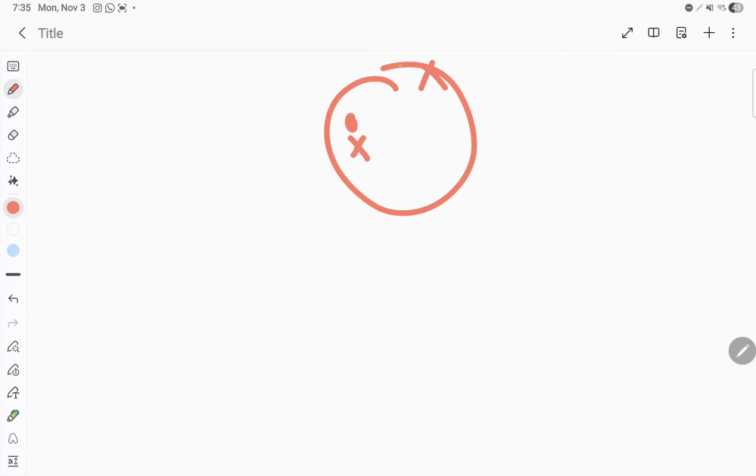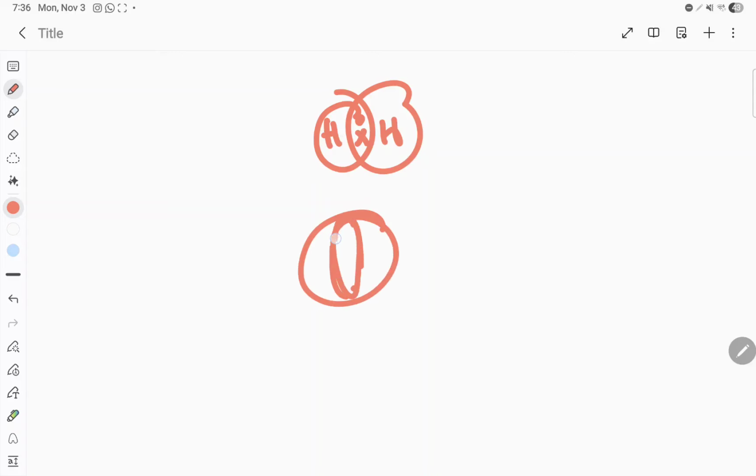Like for example, hydrogen. I'm just going to give a very easy example. H, there's dot and cross. Now when it's a double bond, in the middle here, you're going to have dot cross, dot cross. For a triple, dot cross, dot cross, dot cross. Simple as.